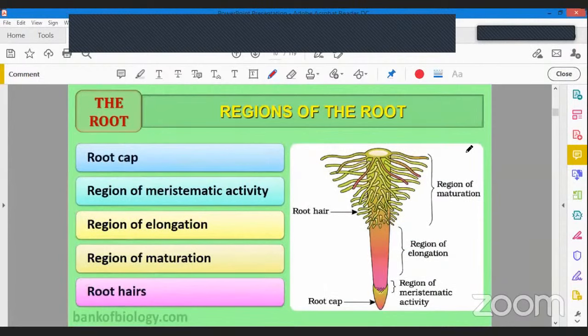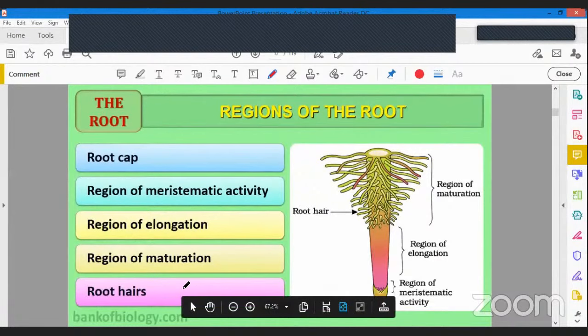Now take down regions of the root. So we have the root cap region, region of meristematic activity, region of elongation, region of maturation, and root hairs. Basically we divide it into just 3 parts, but take down all this so that you will understand why they are needed, let us see.